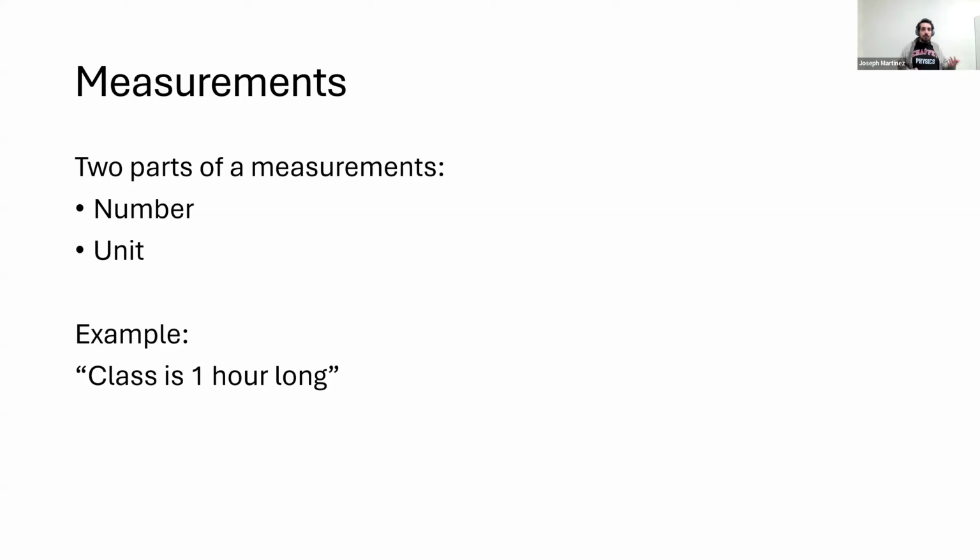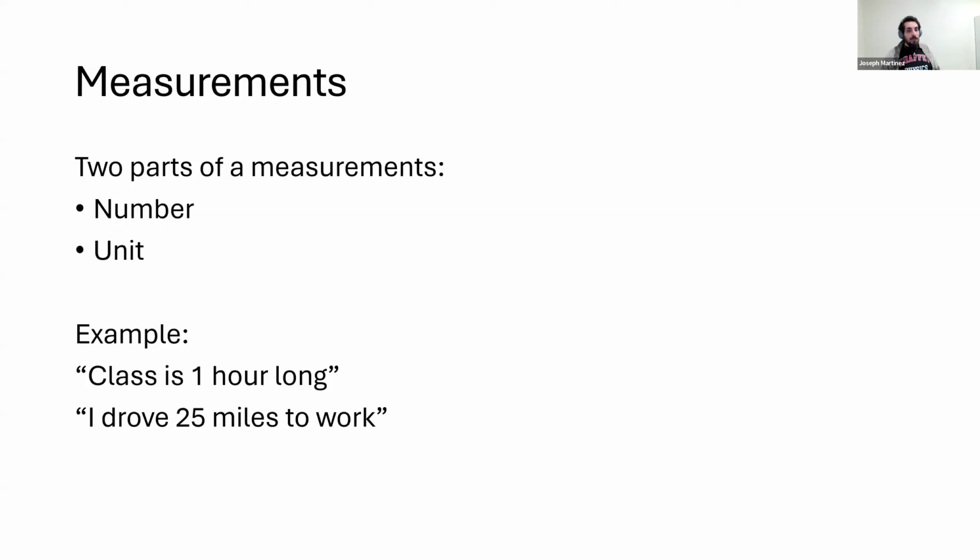Now we can do unit conversions. We can say class is 1 hour long, or class is 60 minutes long, and that's telling you it's the same amount of time, because 1 hour is 60 minutes. But it's important to have that unit, because if I say class is 60 hours long, well, that's a really long class, and that's probably not right. So we have to match the right number to the right unit.